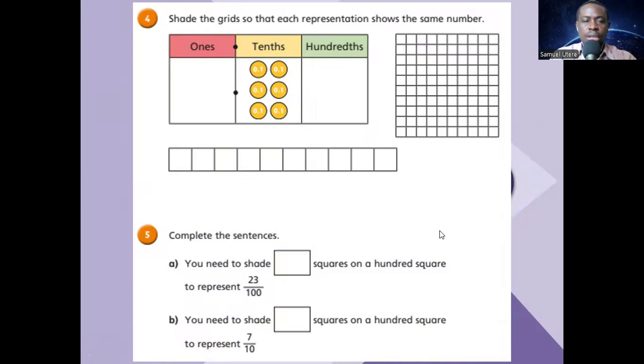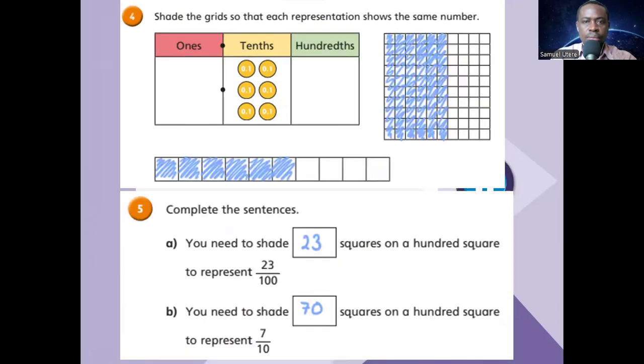Here, you were asked to shade the grid so that each representation shows the same number. And here are the answers. So this is 6/10. So you need to shade 6 columns, which is the same thing as 60 hundredths. And then if you shade the bars, you need to shade 6 bars out of 10 bars.